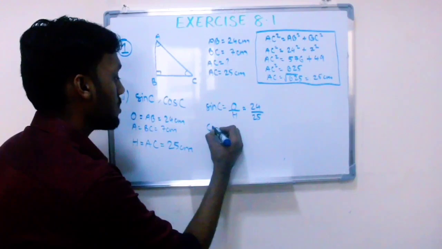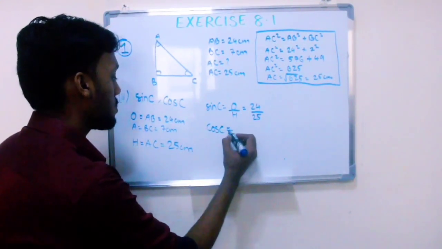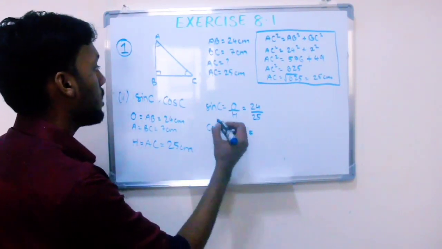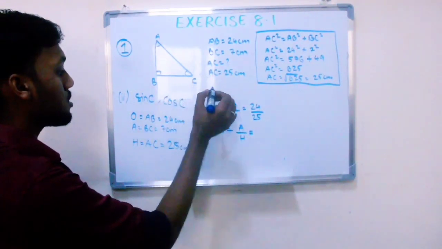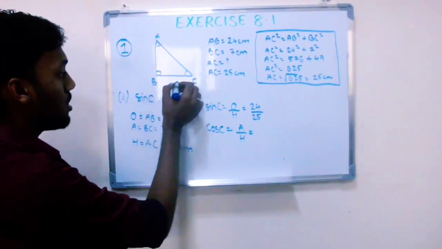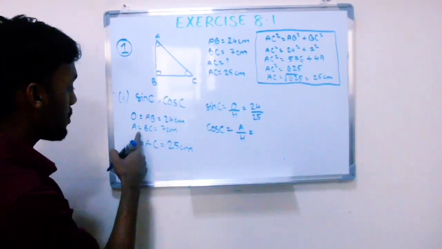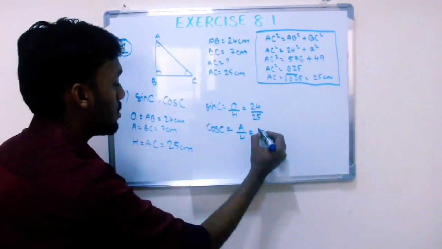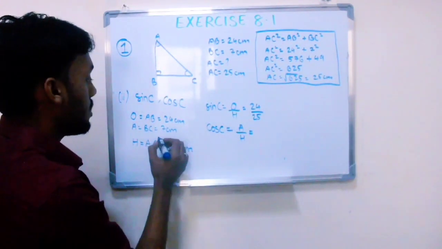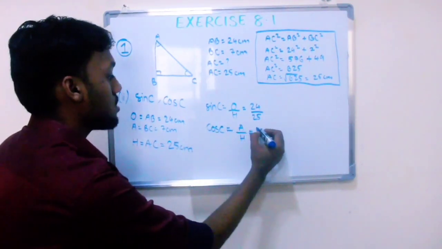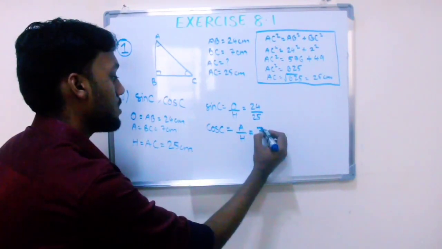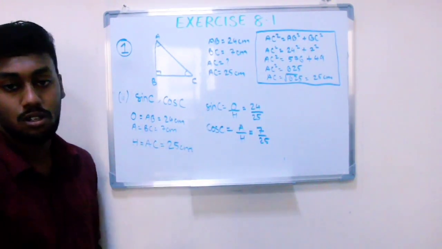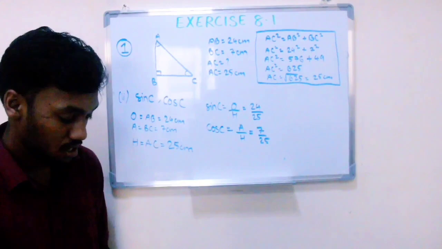Now what is cos C? Cos C is A by H. What is A here? BC, right? With respect to angle C, adjacent means BC. We have already calculated 7 centimeter. And what is the hypotenuse? It remains the same, 25. So it is A by H, that is 7 by 25. So this is the solution for the first question. Please note it down.